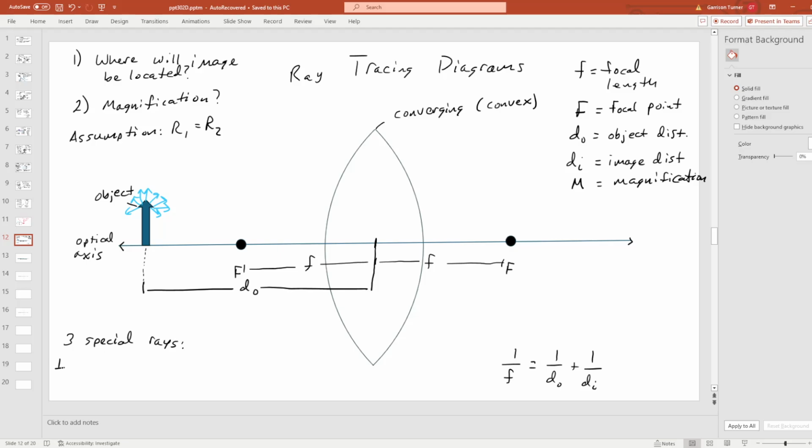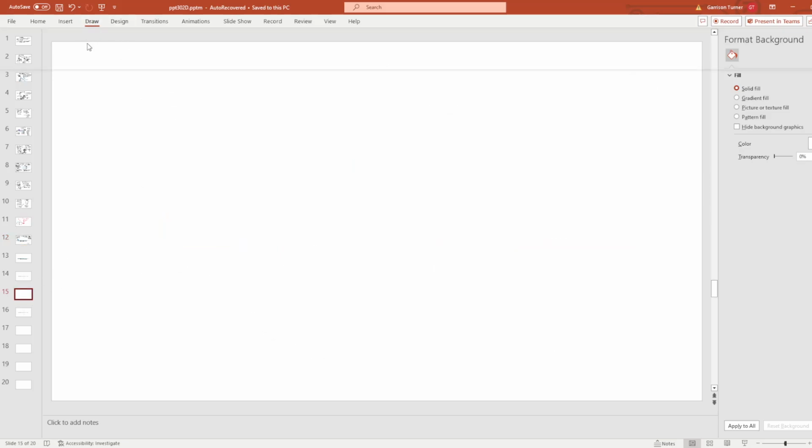The first is that an incident ray is parallel to the optical axis. Actually, let me put this on a different slide because we're going to run out of room here real quick. So let's just draw a table. That'll be easiest.